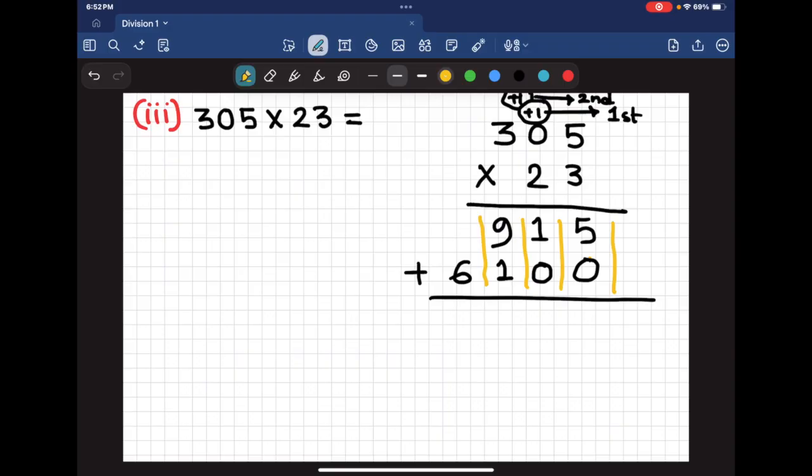5 plus 0 is 5. Then 1 plus 0 is 1. And 9 plus 1 is 10. We can write only 0 over here and a tiny plus 1 in the top. So 6 plus 1 is 7. Okay, so this is the answer. So 305 multiplied by 23 is 7,015. Okay.